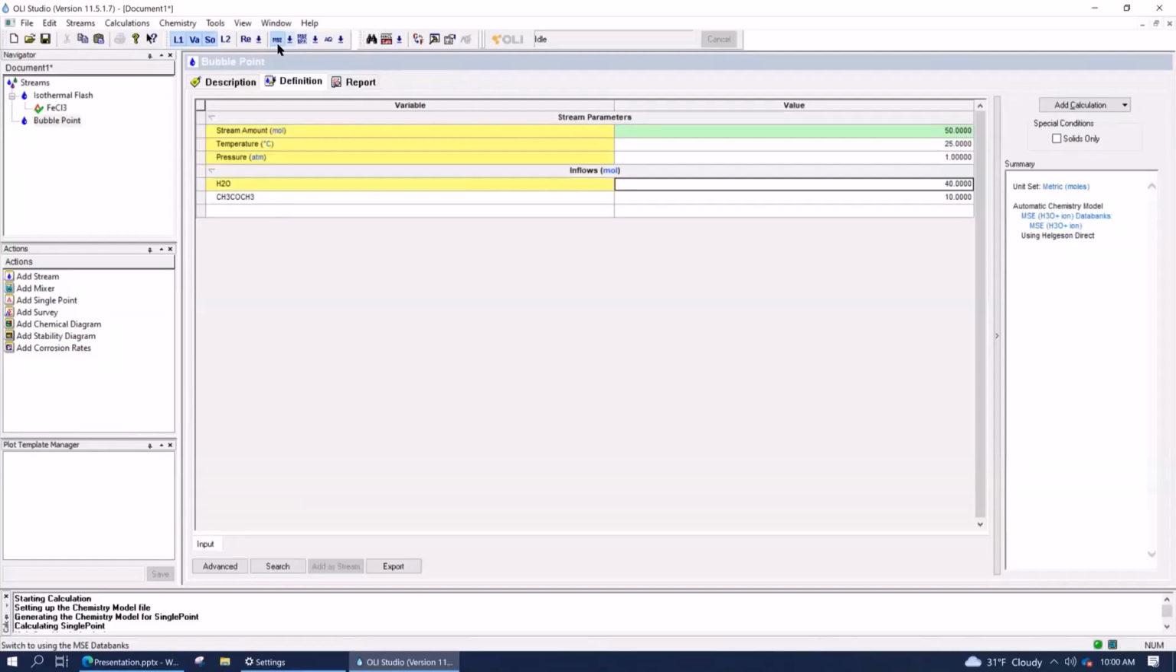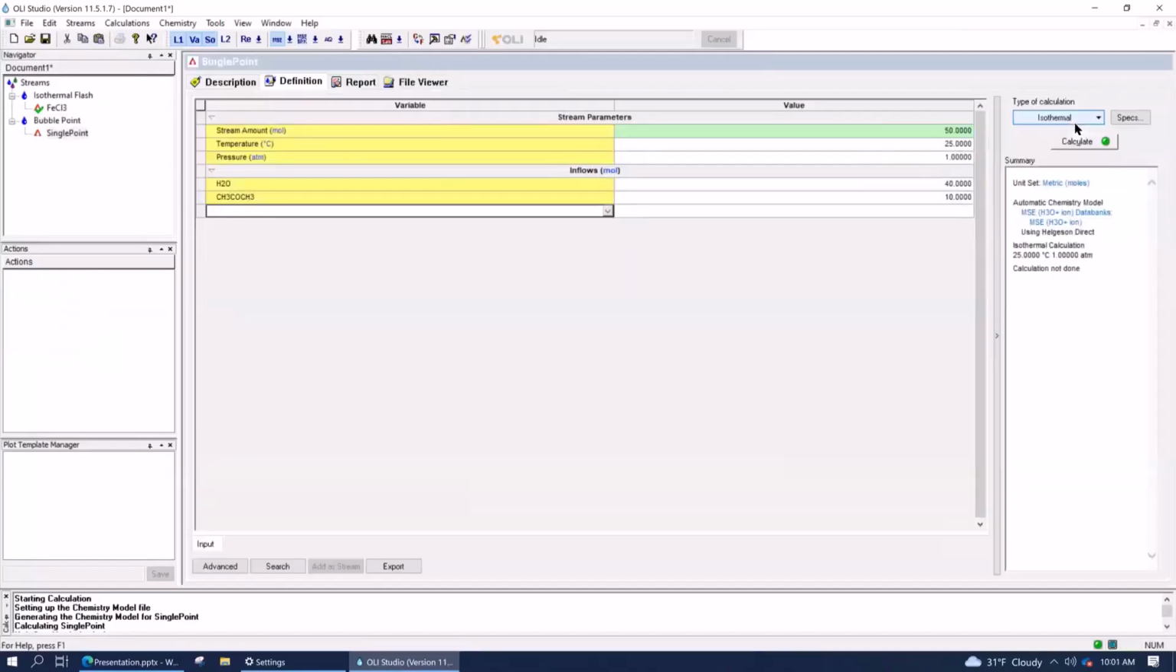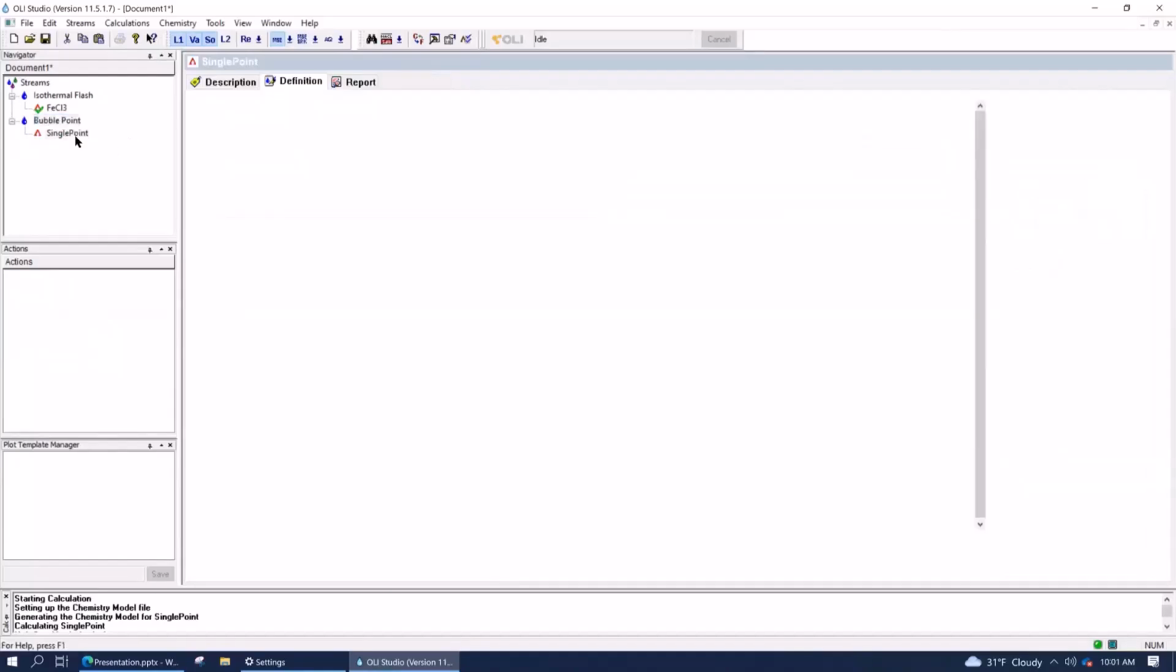Now that we've got our stream set up, we've created the contents of the stream at 25 C in 1 atmosphere. What we're going to do is add another single point calculation. So add calculation in the upper right, single point. Again, all the contents from here make it down here.